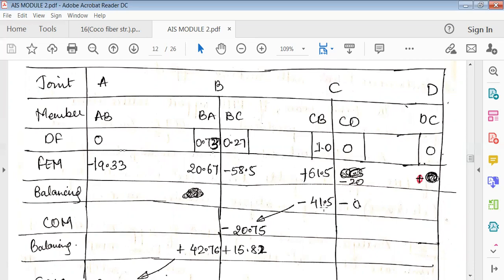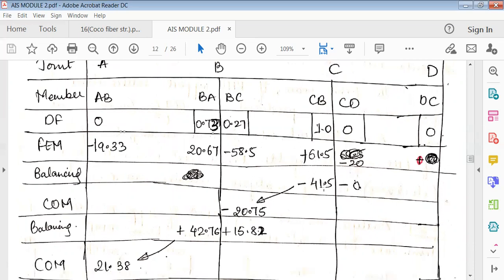Into 1 is 41.5, and this portion 41.5 into 0 is 0. Right? Okay. So now you have balanced joint C. Because you have balanced joint C, next is the carryover moment. So from joint CB, it will be carried over to BC.